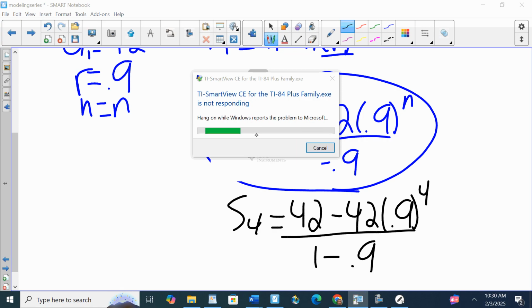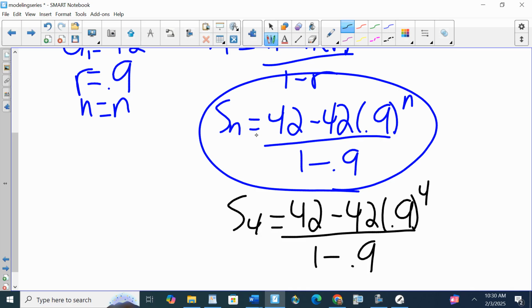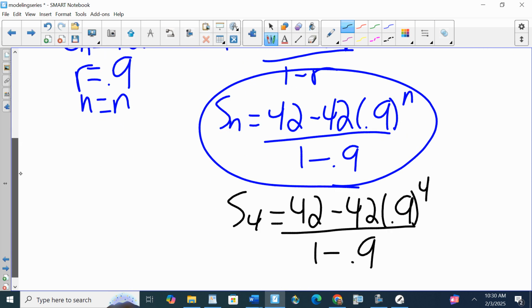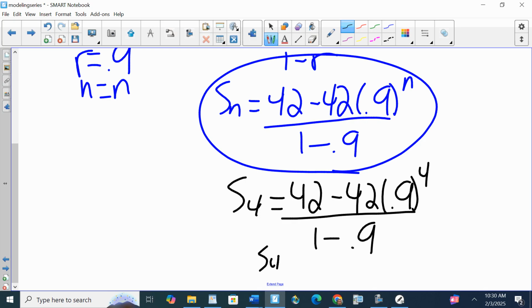So again, you don't need to see me typing it in. I can just type it into my calculator in my hand here, just so you know what the answer is. I've got 42 minus 42 times 0.9 to the 4th over 1 minus 0.9. To the nearest integer, I got 144. All right, let's take a look at a couple of little twists and see if this thing will load up for the next problem.